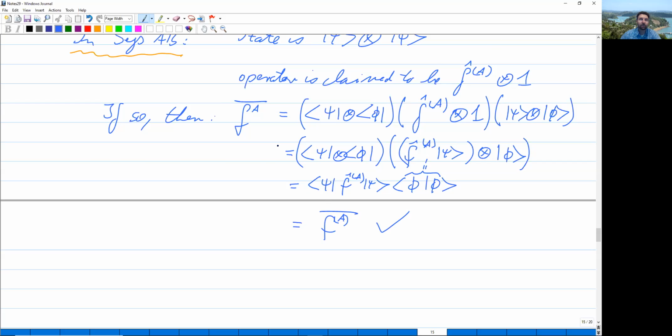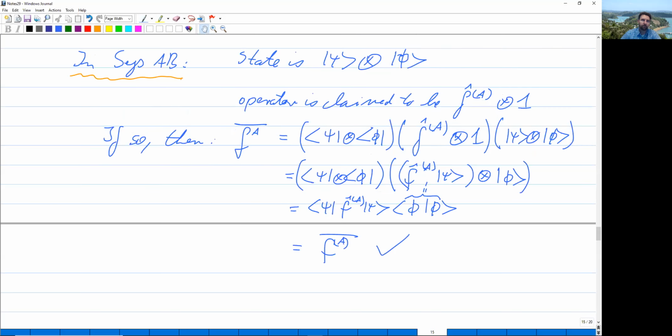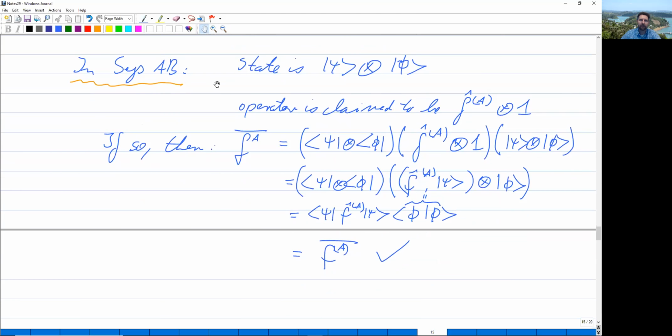We were wanting to prove whether the observable calculated according to the prescription of system AB comes out the same as calculated according to system A only. And that's what we found. Here we did the calculation entirely in system AB, and we found it reduces to the calculation in system A only, because the second tensor factor just trivially became a 1.